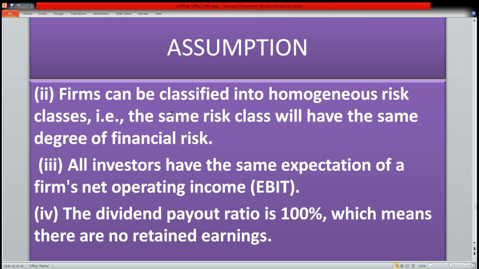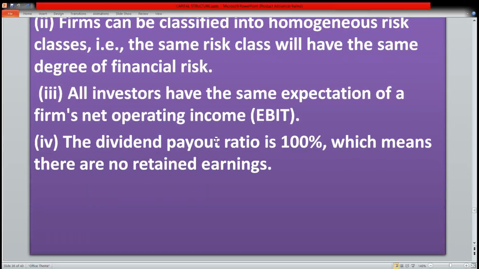Firms can be classified into homogeneous risk classes. The same risk class will have the same degree of financial risk. Homogeneous risk class means all the firms have the same type of risk. All the investors have the same expectation of a firm's net operating income. That means the investors are also homogeneous in their attitude. The dividend payout ratio is 100%. That means there are no retained earnings, because whatever the company earns, everything is paid out in the form of dividend.